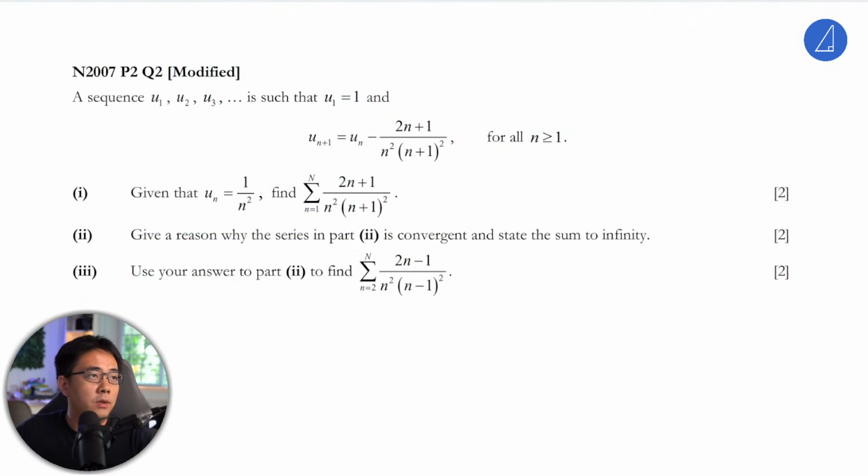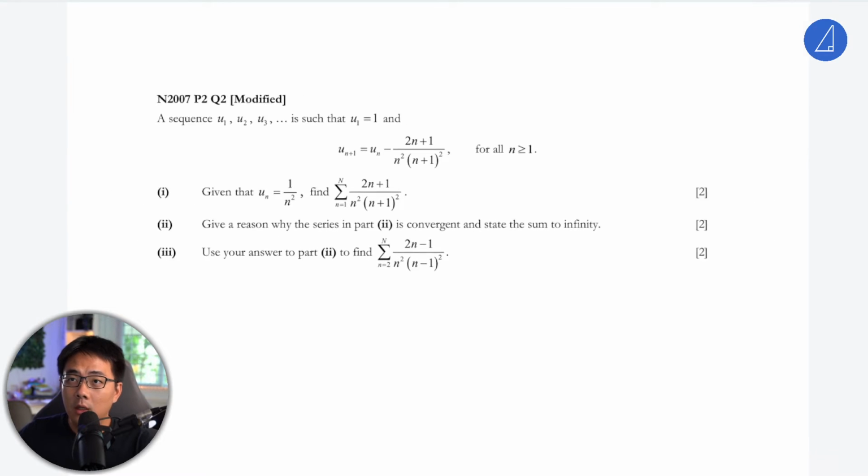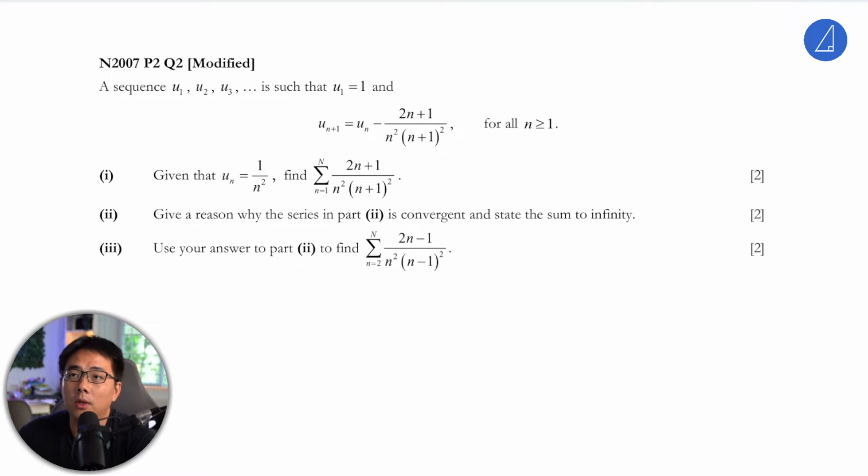Students, let's look at this question on sequences and series from the year 2007, paper 2, question 2. But I think this is a modified question. A sequence U1, U2, U3 is such that U1 is 1, and it's given that Un is given by 1 over n squared. We are asked to evaluate this over here. This guy over here is actually this guy.